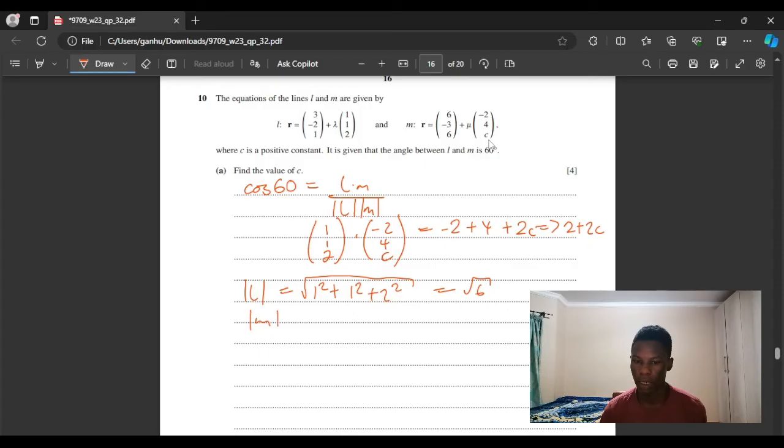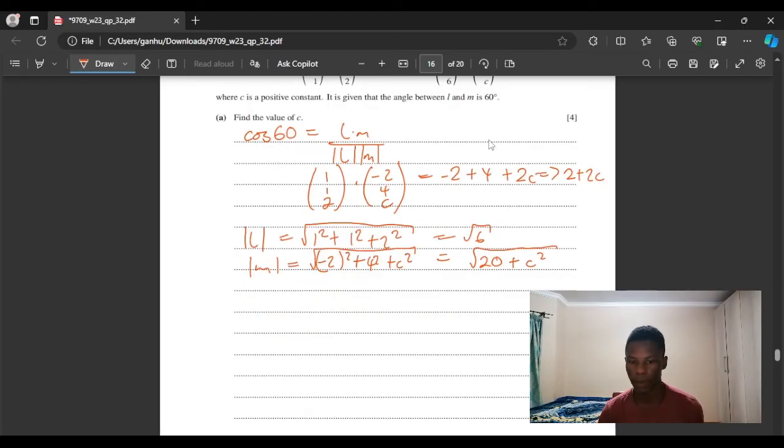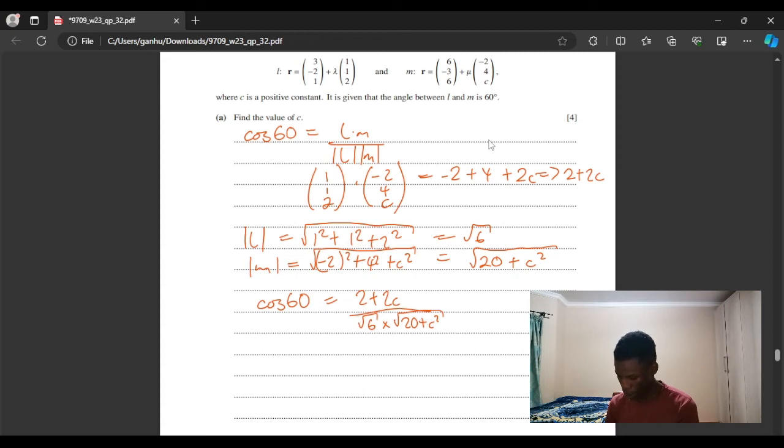And the magnitude for M is equal to the square root of negative 2 squared plus 4 squared plus c squared, that will be root 20 plus c squared. So that's cos 60 is equal to our dot product, 2 plus 2c, over root 6 times root 20 plus c squared. So punch cos 60 into your calculator, make sure that you're in degrees. So cos 60 is equal to a half. So we've got 1 over 2 is equal to 2 plus 2c. We can write our denominator as root 6 times 20 plus c squared.